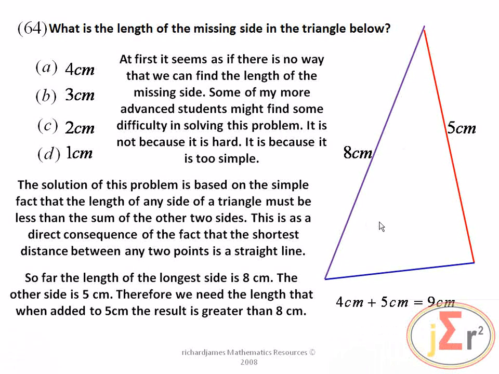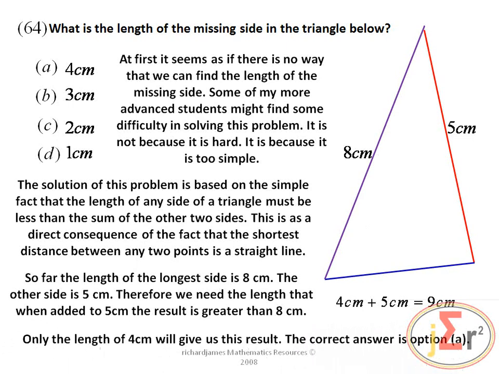So 4 centimeters plus 5 centimeters is equal to 9 centimeters. Therefore, the correct answer is 4. So only the length of 4 centimeters will give us this result. The correct answer is option A. So Jerry, there you are. It is not impossible, but it takes some amount of thinking and of course a lot of common sense.